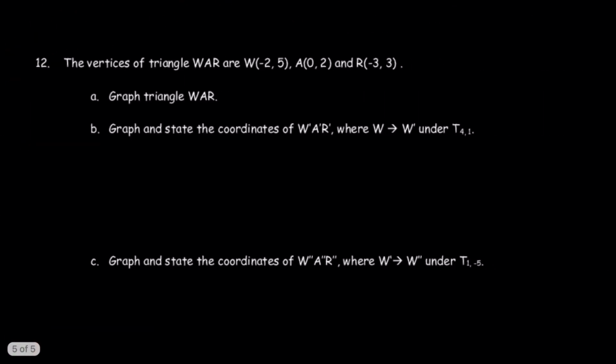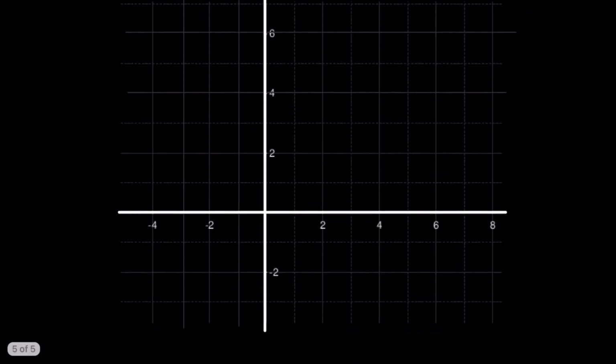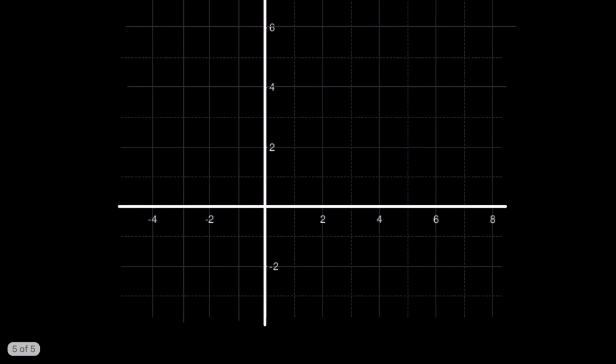All right, last question. The vertices of triangle WAR are W is (-2, 5), A is (0, 2), R is (-3, 3). Graph triangle WAR. All right, so I'll do that down here. All right, W is (-2, 5). So W would be right here. A is (0, 2), right there. And R is (-3, 3), right here.